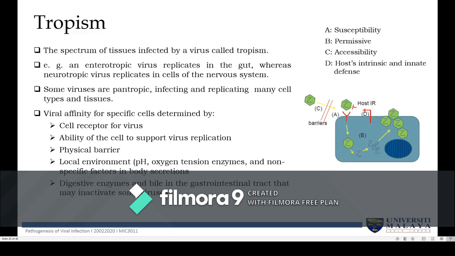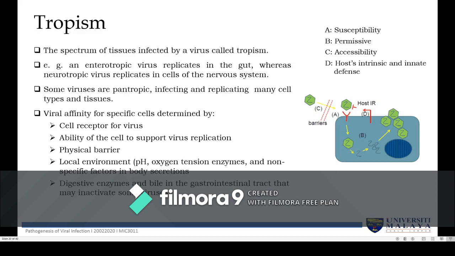So the viral affinity for specific cells is determined by the cell receptor for the virus. So it's important that the receptor can recognize that the virus is the pathogen, the foreign entity, and then react to it. Yeah. So if there's no receptor, they cannot recognize this as a virus. So they will do nothing. So it needs a cell receptor. And then the ability of the cell to support viral replication. Some can have the receptor but are not able to support viral replication.